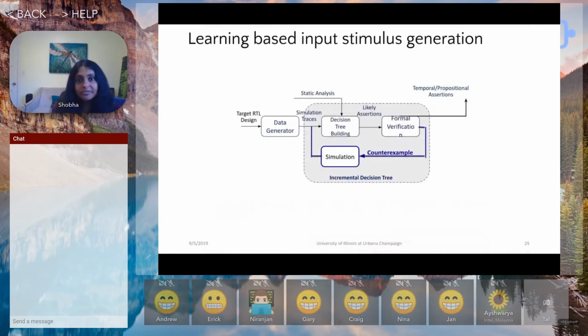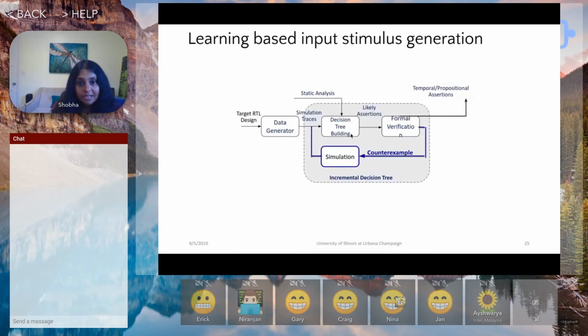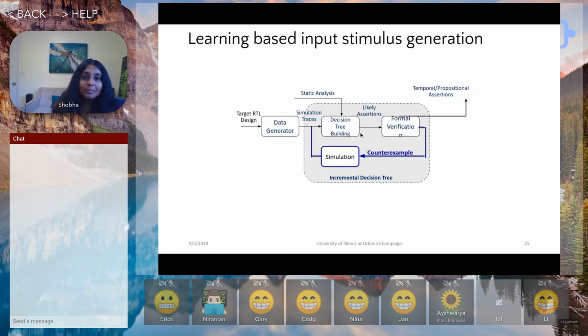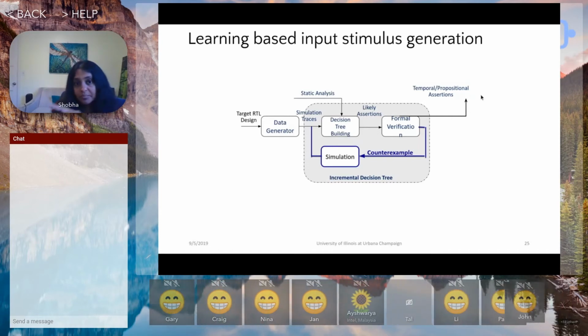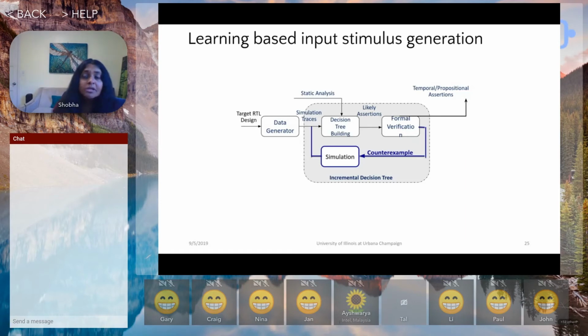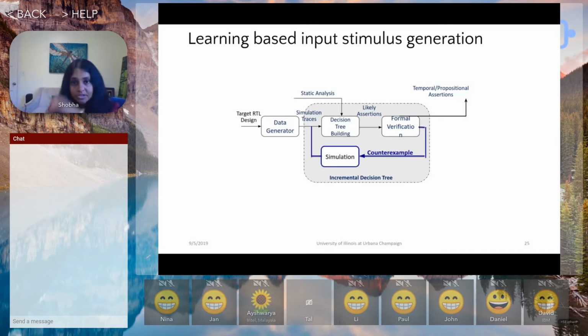So in the case of input stimulus generation, how did we use ML? Well, as I told you, if you think of the assertions or the inferred rules that are generated from the simulation traces, we passed them through a formal verification engine, and whatever was a real rule passed as an assertion. But what was not a real rule, and was true only of the simulation data that had been seen by the decision tree, was considered a counterexample, and that counterexample was simulated and added to the simulation traces, and the decision tree was rerun on this simulation trace.